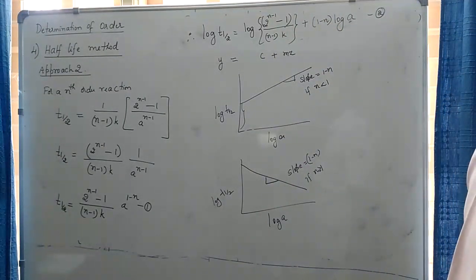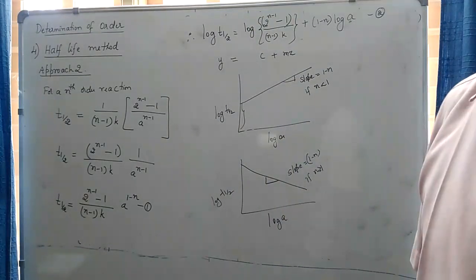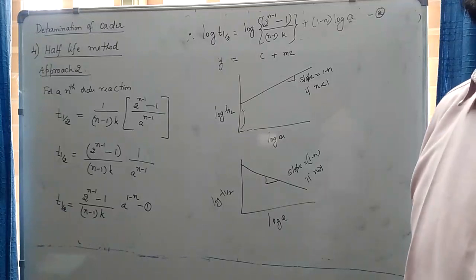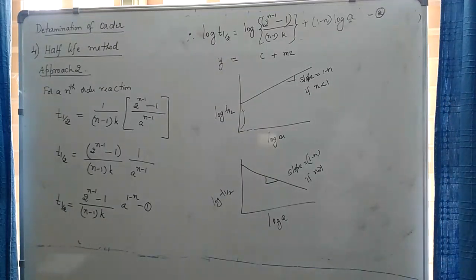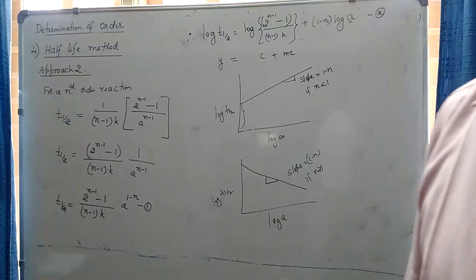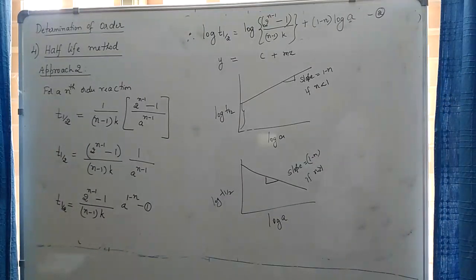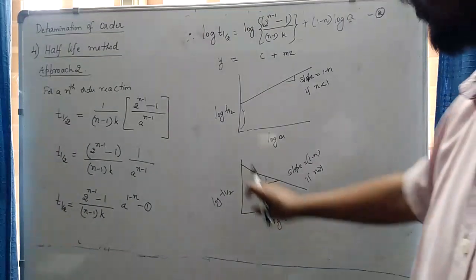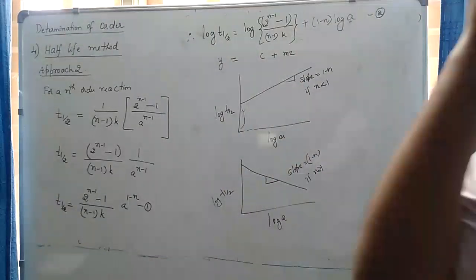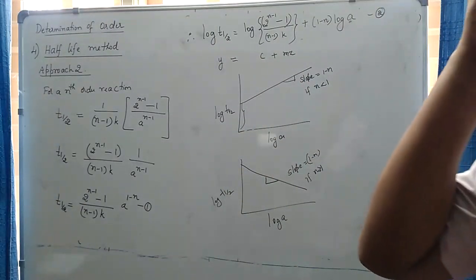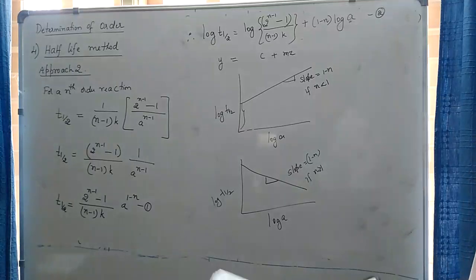Compared to the earlier approach number 1, this method is more reliable because you are now working with more data, and the second advantage of this method is that simultaneously you can find out the rate constant of the reaction by working out the value of this intercept. So this method is called the method of half-life.